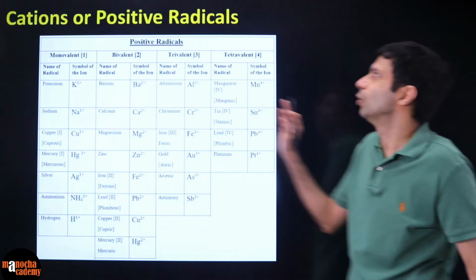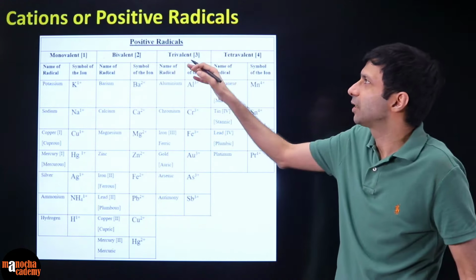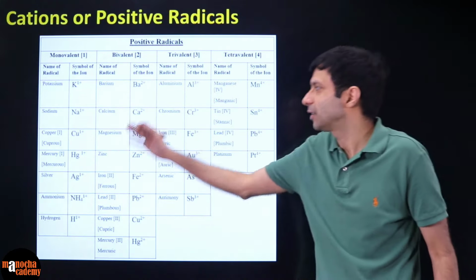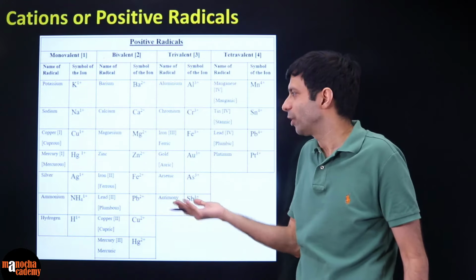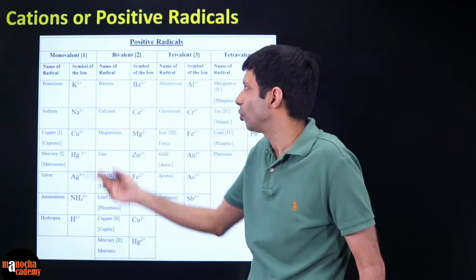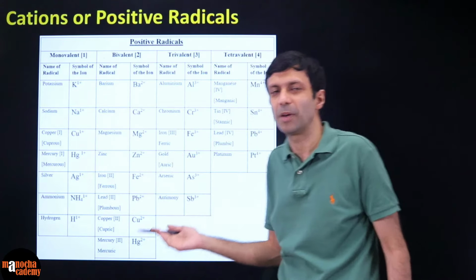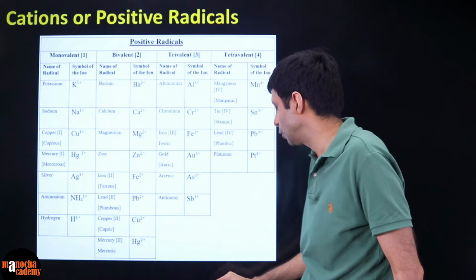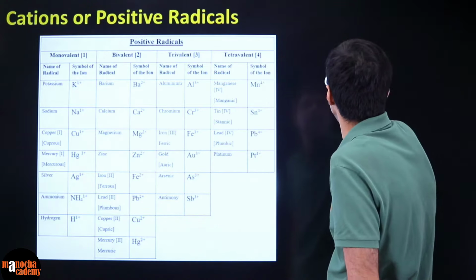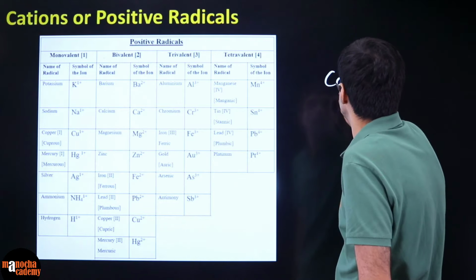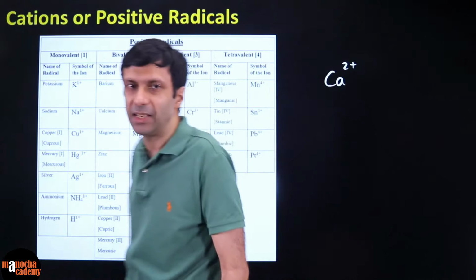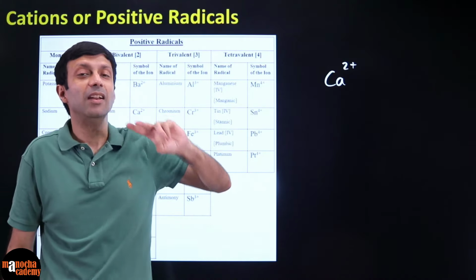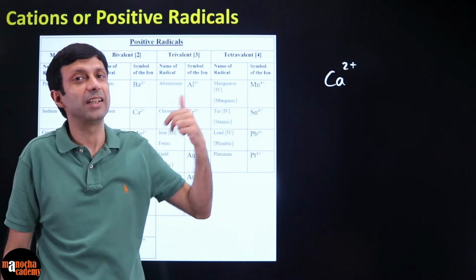Then you'll have to learn all these tables where you have all these positive radicals or positive ions, which we call cations. You can see most of the cations here are metals. Can you see potassium, sodium, copper, magnesium? Most of them are metals. And if you take any example, let's say calcium here, it is written as Ca2+. This is the symbol, and 2+ is the valency. So we are representing the ion, the charged particle. Calcium has a valency of 2 and it has a positive charge.